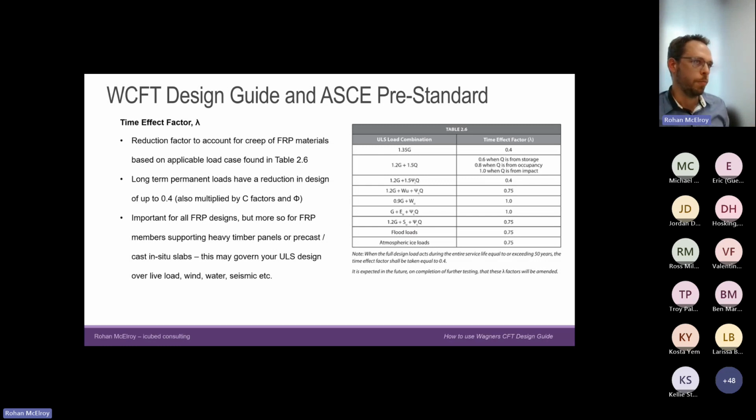There's also short-term time effect factors, but they're much lower. So for example, short-term, you might be in the range of 0.7 to 0.8, maybe even 1 for your time effect factor. Your long-term loads for the 1.35 G is 0.4, so you get a pretty large knockdown in your capacity.